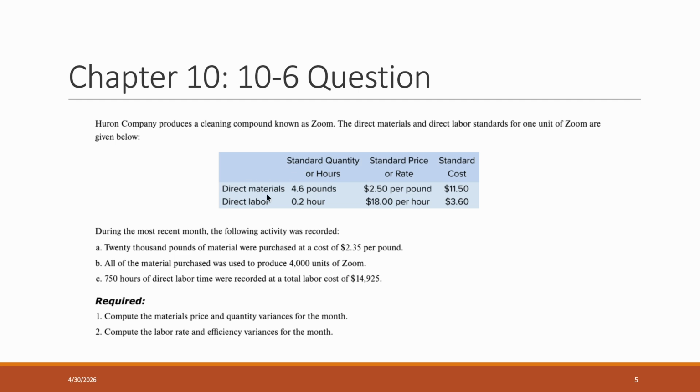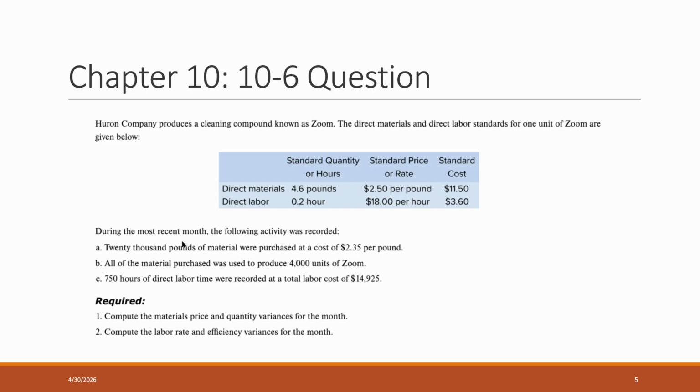So the standard quantity of direct materials is 4.6 pounds, and the standard price is going to be $2.50 per pound. For direct labor, our standard quantity is 0.2 hours, and our standard price is $18 per hour.